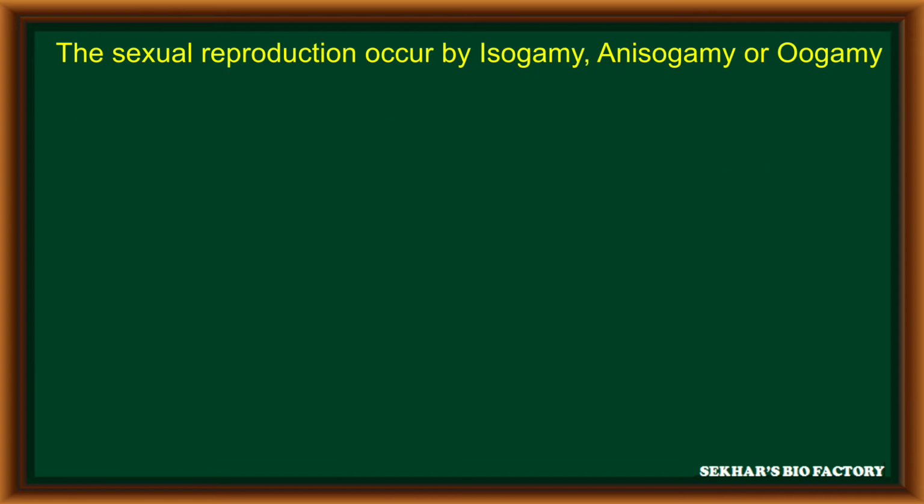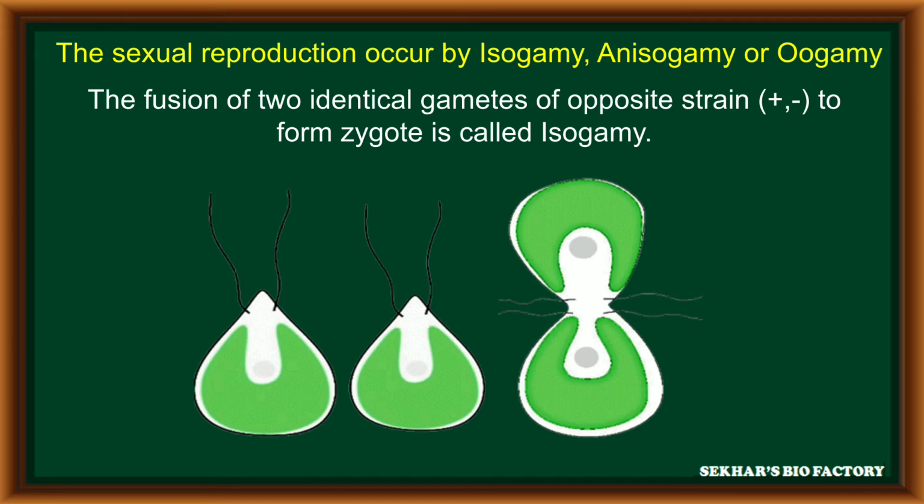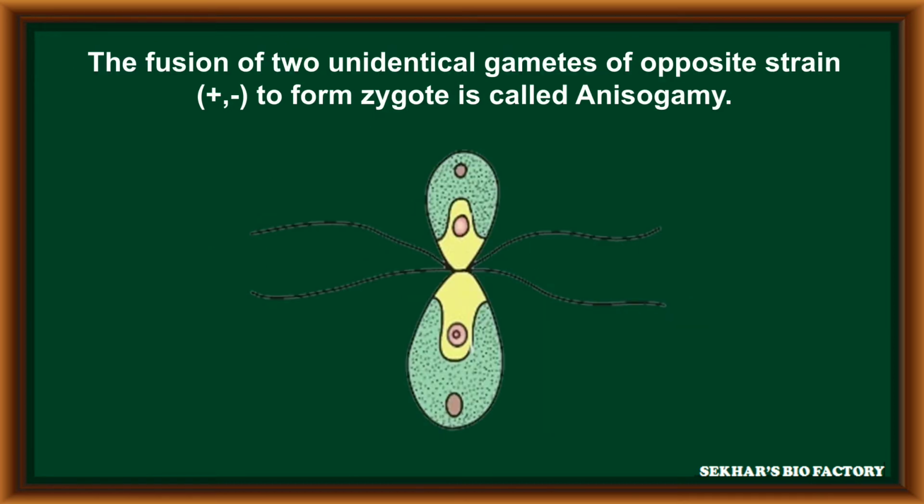Sexual reproduction in Chlamydomonas takes place by either isogamy, anisogamy, or oogamy. In isogamy, the fusion of two identical gametes of opposite strains, that is plus and minus, to form a zygote is called isogamy. The fusion of two non-identical gametes, one small and one large, belonging to opposite strains plus and minus, to form a zygote is called anisogamy.